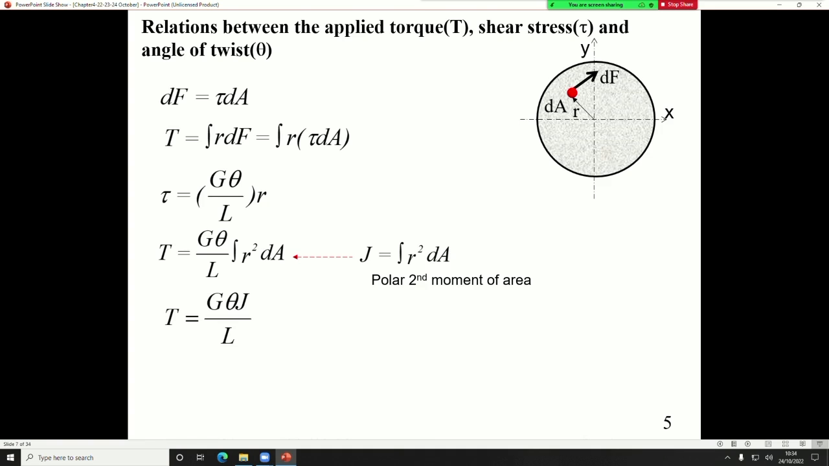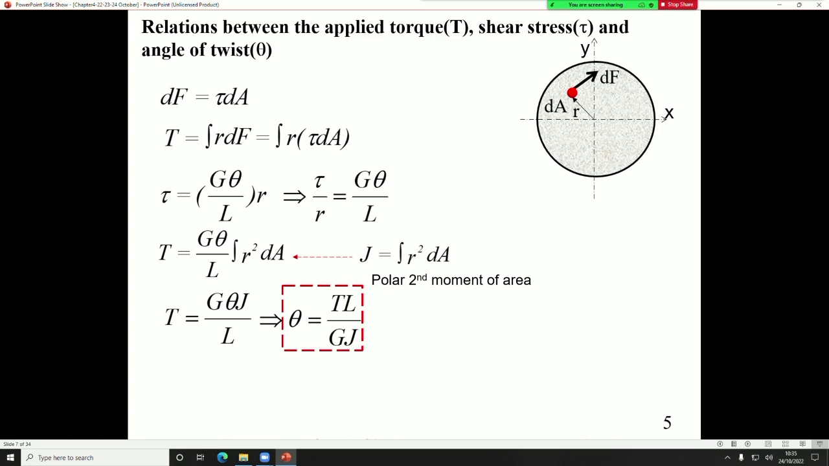So therefore, the torque applied is equal to the shear modulus, angle of twist, multiplied by J, the polar second moment of area, divided by the length of the tube. And for a circular cylinder, I would like you to look at the table you had in chapter 3. For a solid circular cylinder, J is equal to pi over 32 multiplied by the fourth power of diameter. If it's a hollow circular cylinder, then J is equal to pi over 32 multiplied by the fourth power of outer diameter minus the fourth power of inner diameter. You don't need to memorize it. By the time you go for the exam, you will learn it by heart. I don't ask you to memorize it, but you learn it yourself anyway.